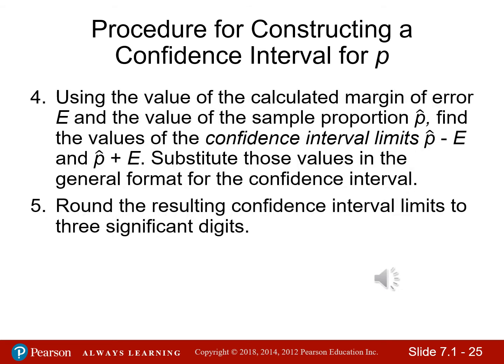Fourth, using the value of the calculated margin of error E and the value of the sample proportion p hat, we can find the values of the confidence interval limits as the sample proportion p hat minus the margin of error and the sample proportion p hat plus the margin of error. We can substitute those values in the general format of the confidence intervals. And finally, we round the results of the confidence interval limits to 3 significant digits.